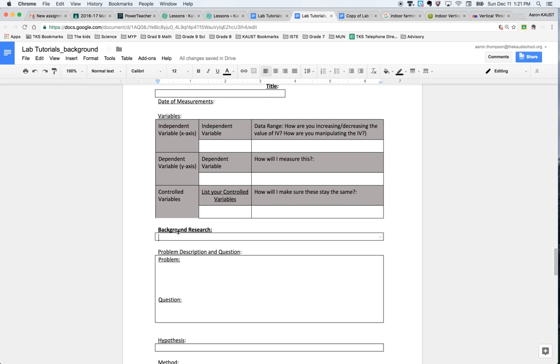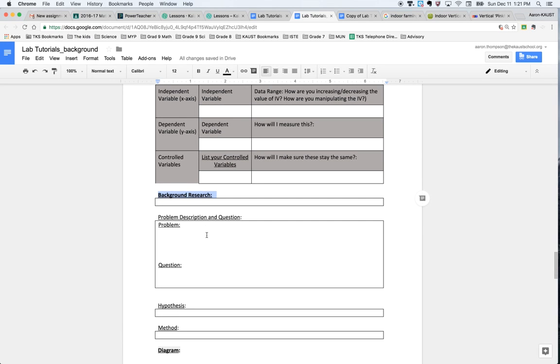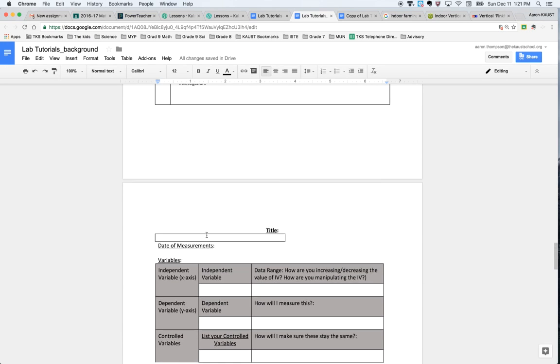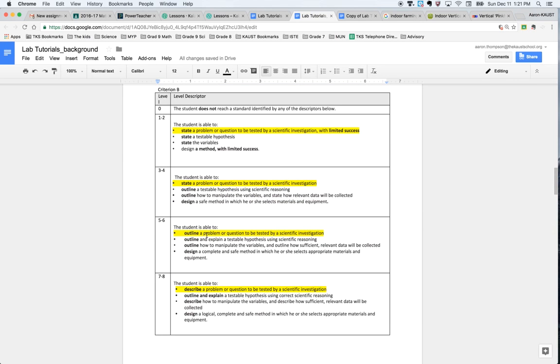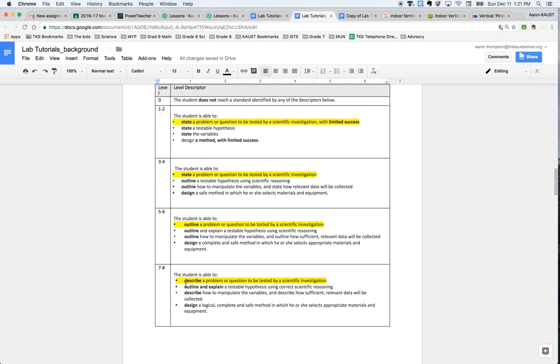Tutorials, and today what I want to focus on is talking about how to do our background research. So let's start by looking at the rubric, at what portion of the MYP rubric grades this section. This is where we're describing a problem or a question to be tested by a scientific investigation. We need background information in order to understand this problem.